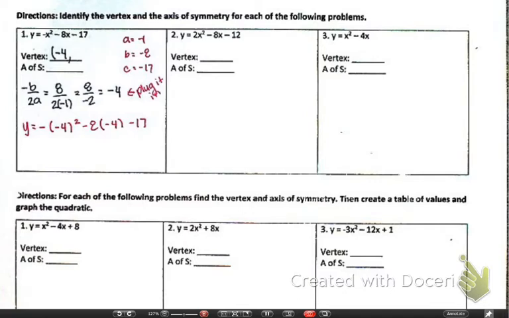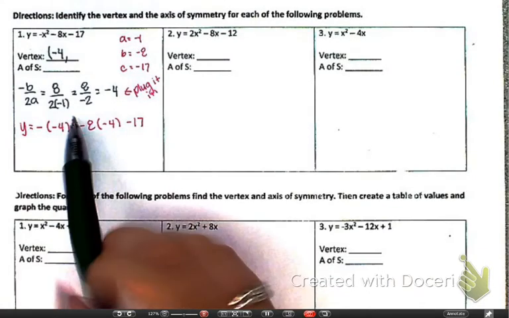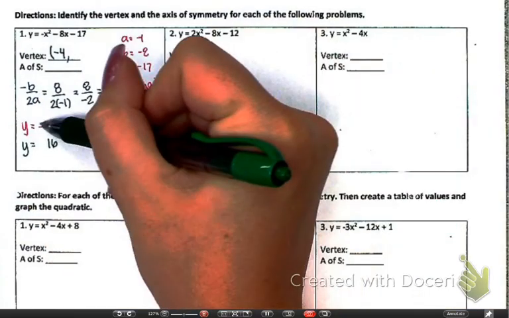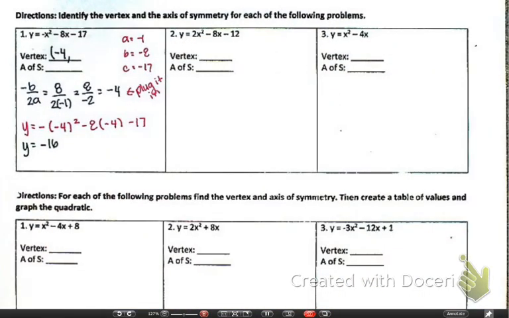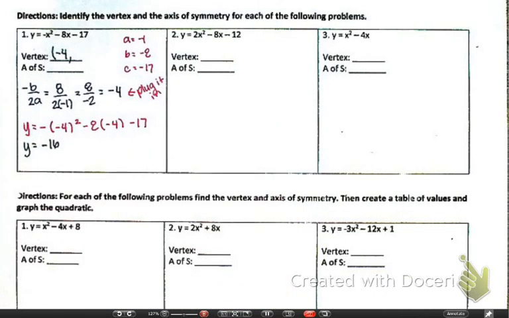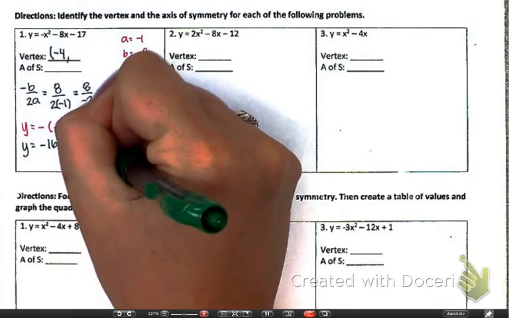Order of operations says what comes first? Negative 4 squared. What's negative 4 squared? 16. And then don't forget that negative that's on the outside. That's going to drop down. Negative 8 times negative 4? Positive 32. And then minus the 17 at the end.